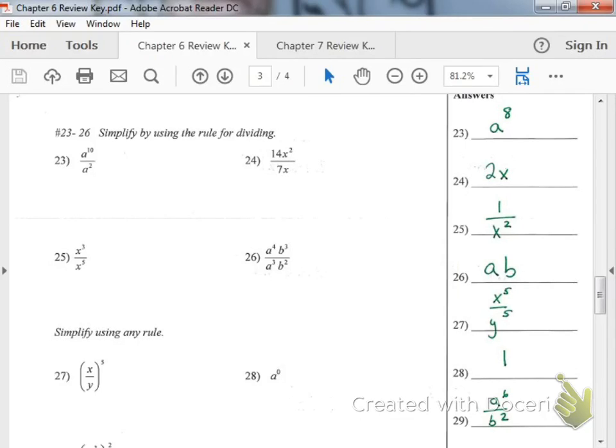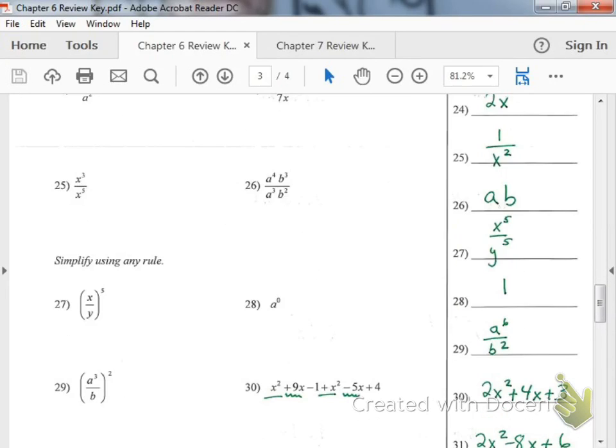Yes? Number 29, what's next to the A? Number 29, that is a to the... I have to look at number 29. Let me scroll down for a second. A to the 6th, because you have a to the 3rd to the 2nd, so you multiply the exponents. 3 times 2 is 6. And then b to the 1st to the 2nd. 1 times 2 is 2, so that's b squared. Are you guys good on the top up to 26? Can I scroll down?